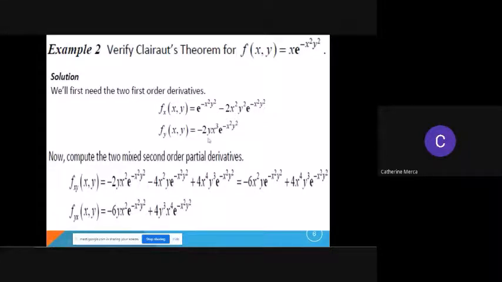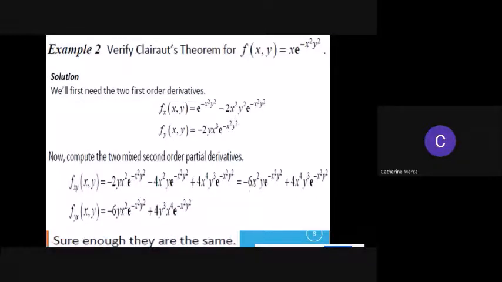Number 2. If you compute the two mixed second order partial derivatives, f_xy, you take the derivative of this with respect to y. And then you take the derivative of that with respect to y. And if you take a look, negative 6x squared y e to the negative x squared y squared, plus 4x to the 4th y. So what conclusion can you have there? They are the same, right? Negative 6x squared y e to negative x squared y squared, and then plus 4y cubed e to negative x squared y squared. And it satisfies the theorem.